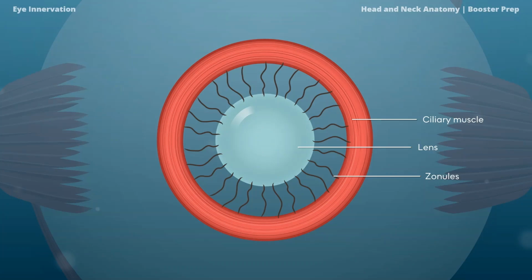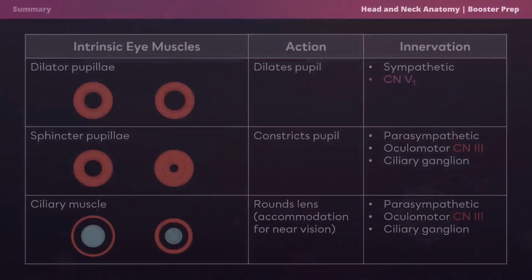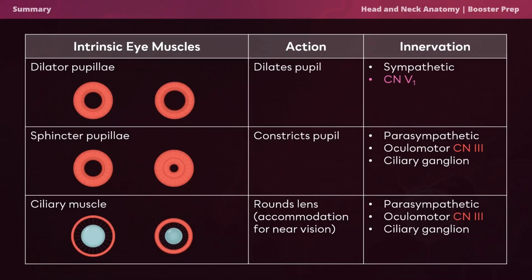So I know that was a lot of eye information coming at you all at once, so I put the information into a chart. Okay, we have the dilator pupillae. This muscle, which dilates the pupil, receives sympathetic innervation that travels alongside the branches of the trigeminal nerve, which is cranial nerve 5. And then we have the sphincter pupillae, which constricts the pupil, and the innervation is parasympathetic from the oculomotor nerve and the ciliary ganglion. And then we have the ciliary muscle, which rounds the lens to accommodate for near vision, and the innervation is the same as the sphincter pupillae.